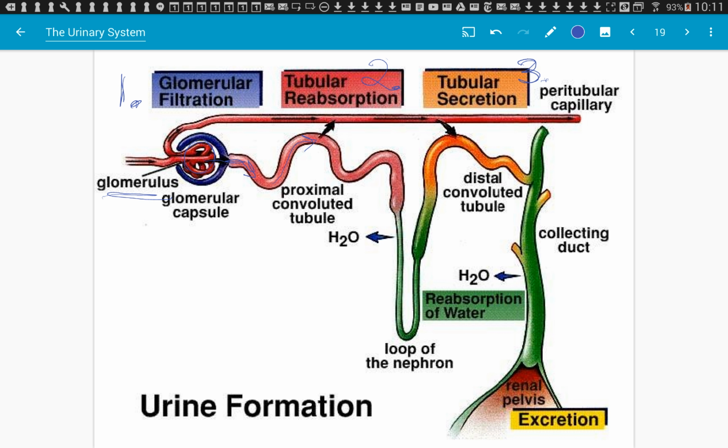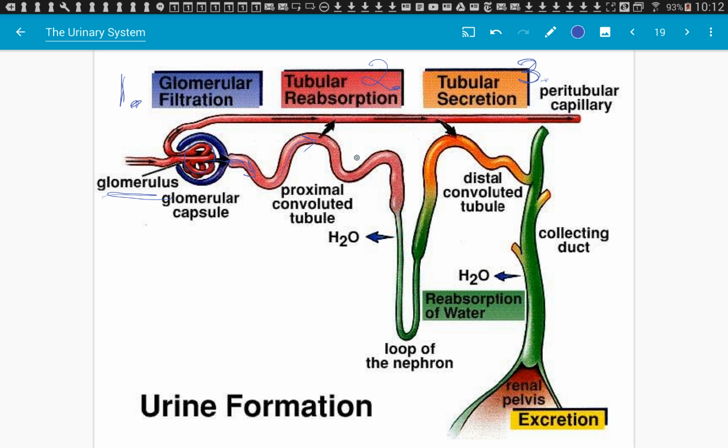So a lot of the water is reabsorbed, and many ions or other substances are reabsorbed as well. You don't want to get rid of extra ions or proteins, among other substances, in your urine. Your body needs a lot of that.